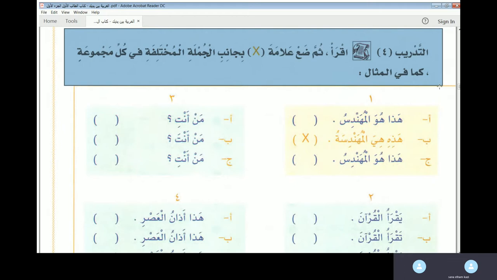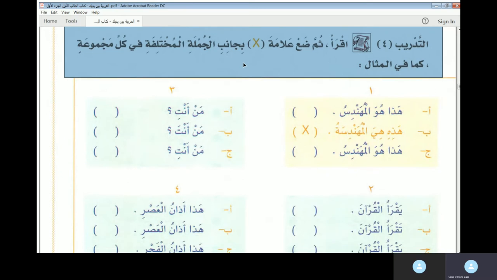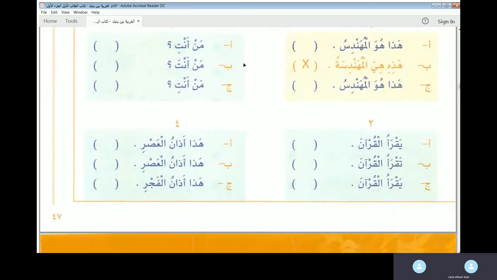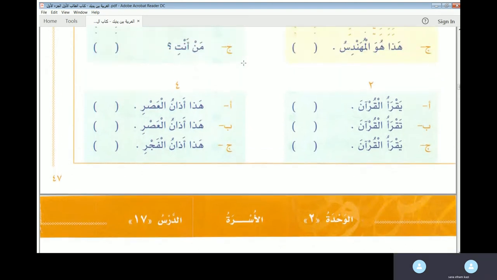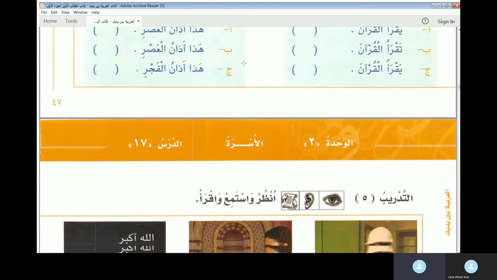Okay, at-tadrib ar-rabi'. Iqra, read, thumma da alamata, then put the symbol of khata bijanibi, on the side of al-jumalat al-mukhtalifati, the different sentence, fi kulli majmu'ati, in each group. In each group we have a different sentence. He's asking us to cross that sentence. Then at-tadribul khamis.